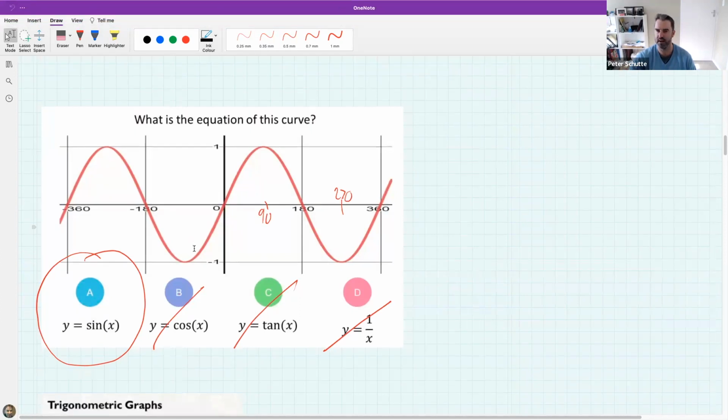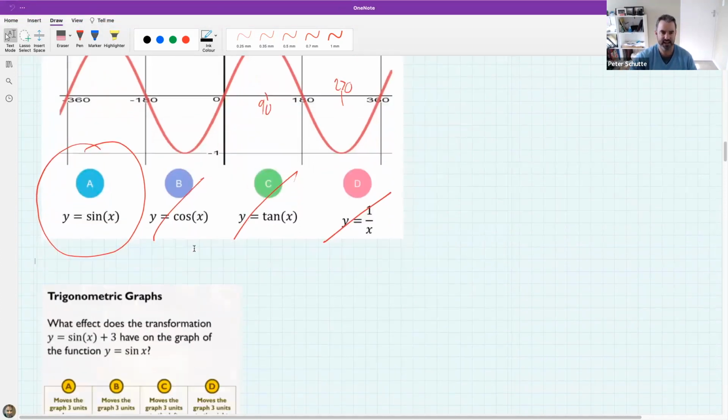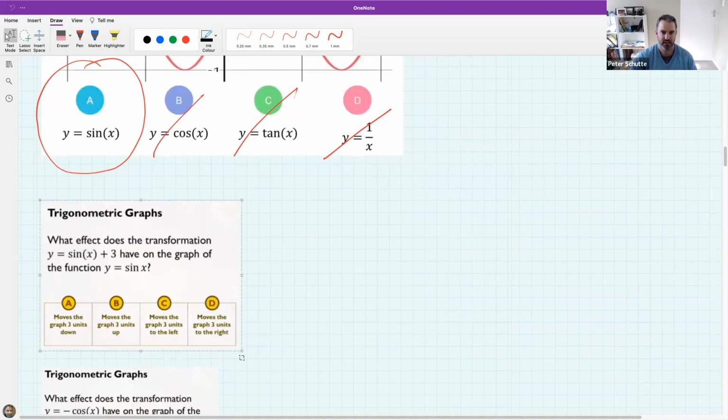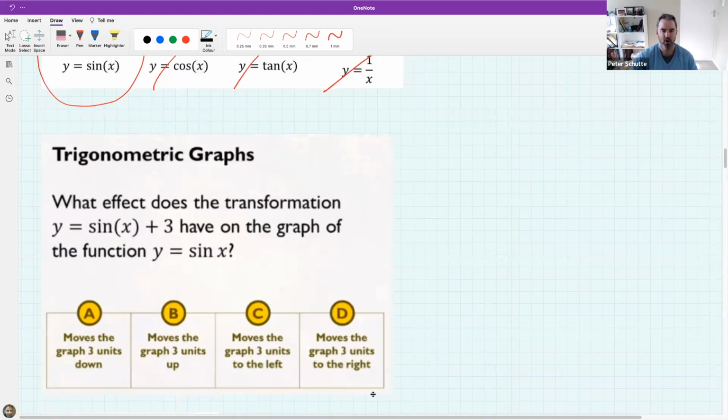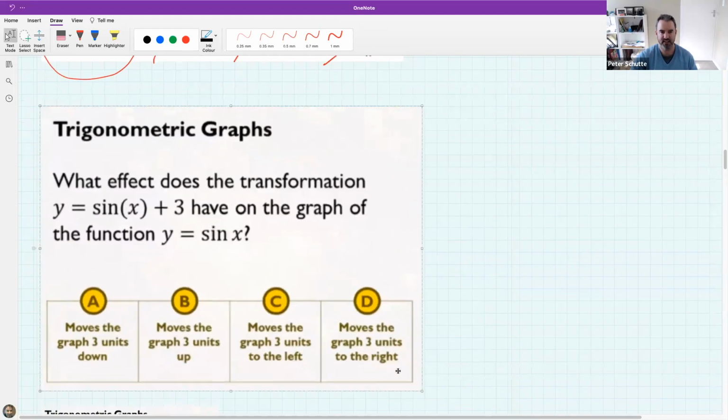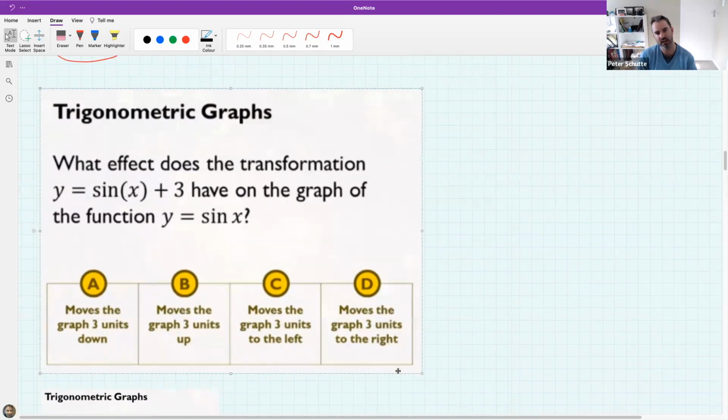Okay, you're doing very nicely. So I think we can take it up a notch. Let's do some transformations. What effect does the transformation y equals sine x plus 3 have on the graph of the function y equals sine x?